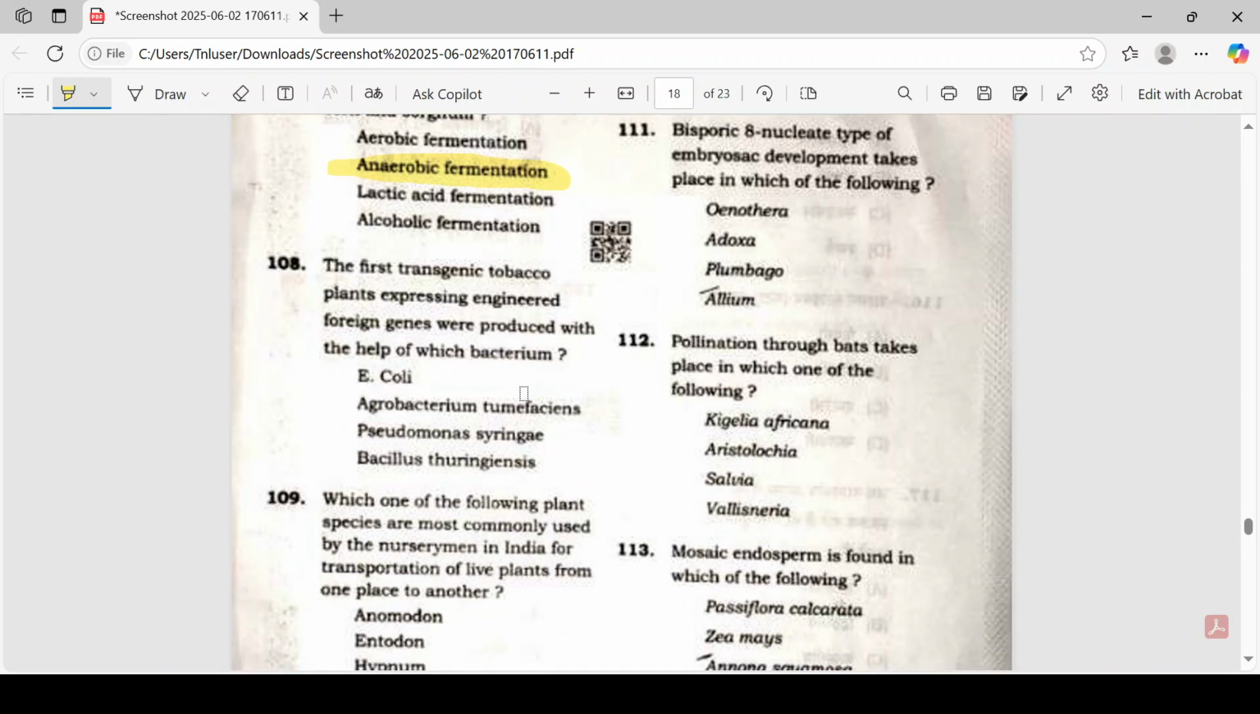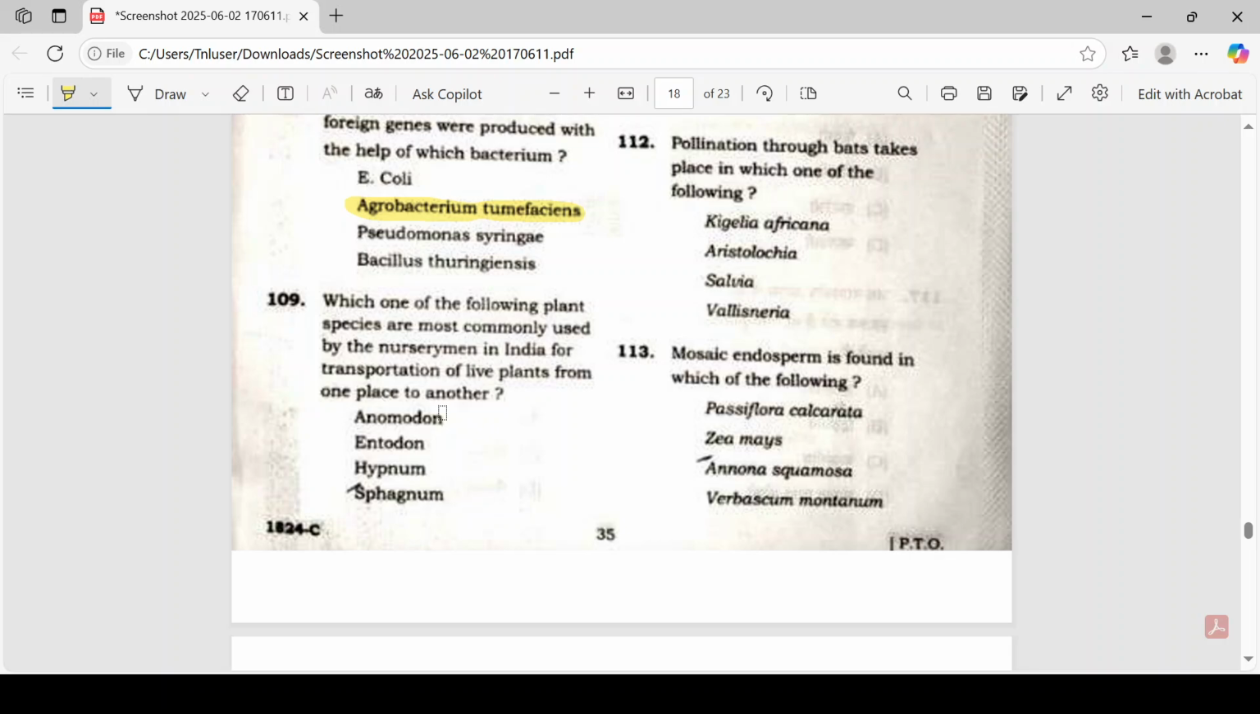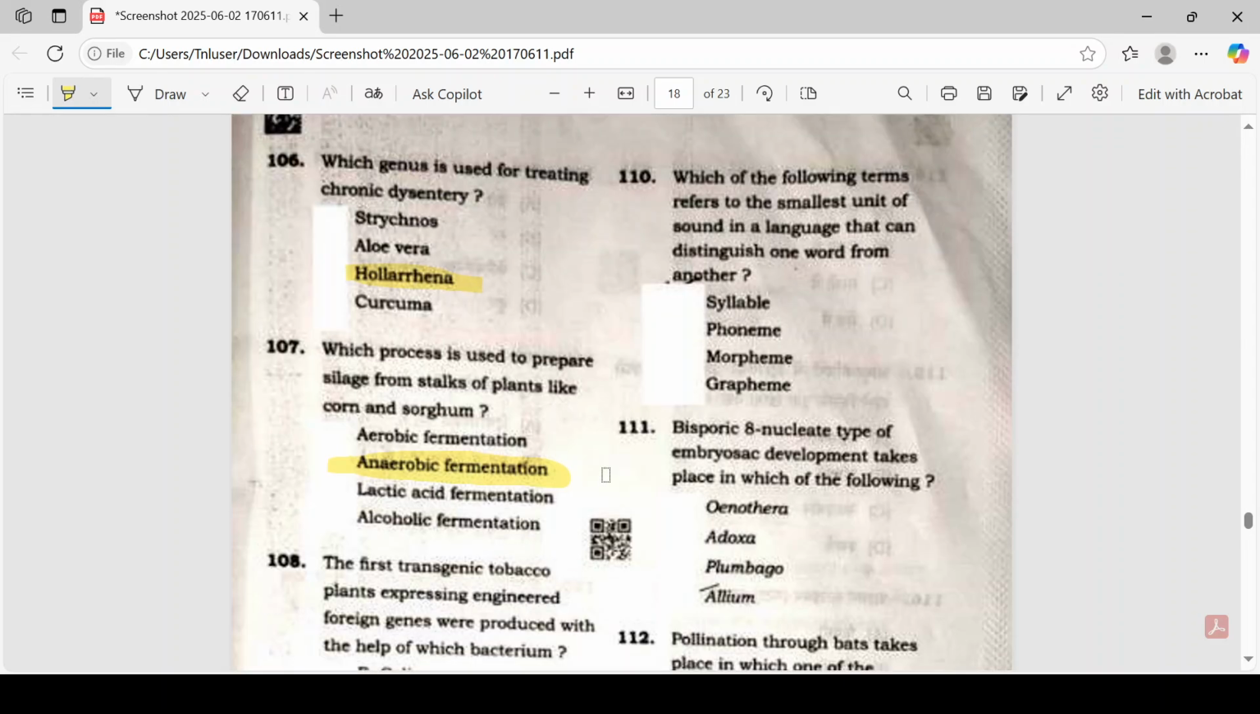Easy question. The first transgenic tobacco plants expressing engineered foreign genes were produced with the help of which bacterium? The correct answer for the question will be Agrobacterium tumefaciens. Option B. Question 109. Which one of the following plant species is most commonly used by nurserymen in India for transportation of live plants from one place to another? That is sphagnum. Easy question. Question number 110.